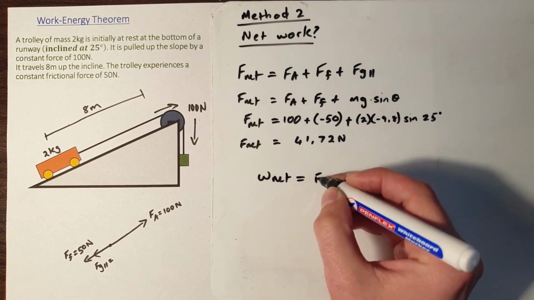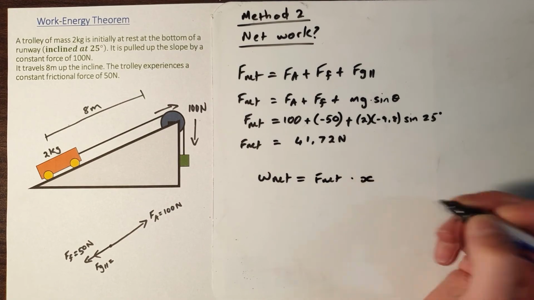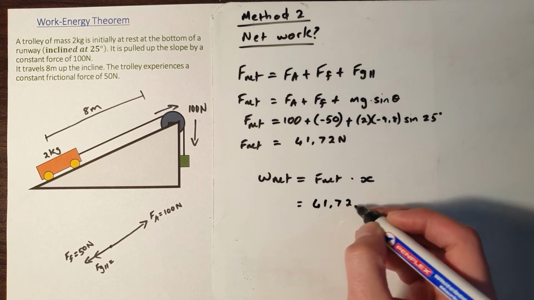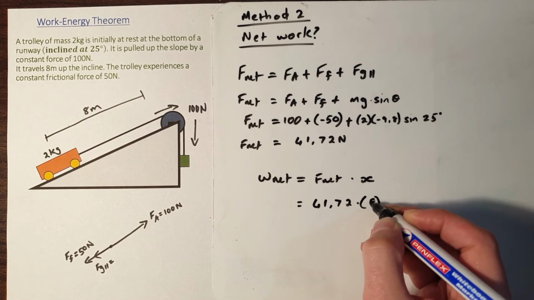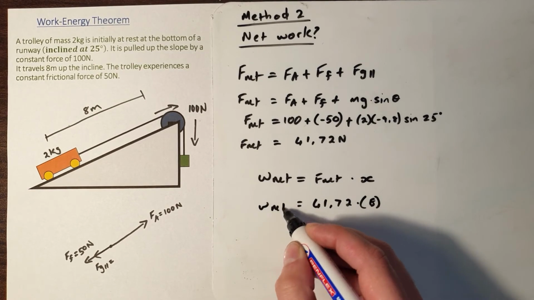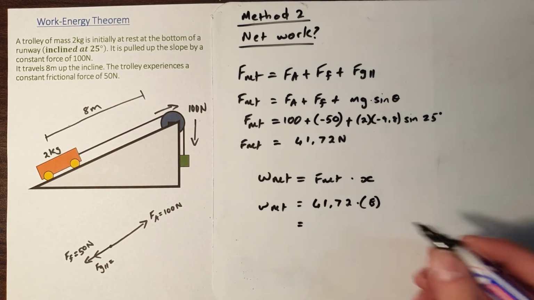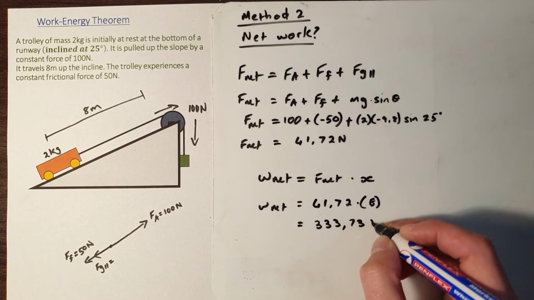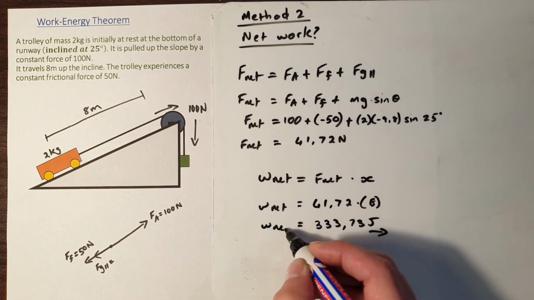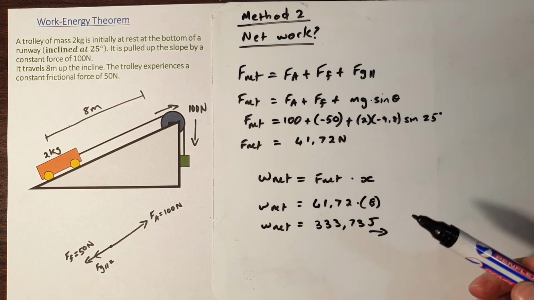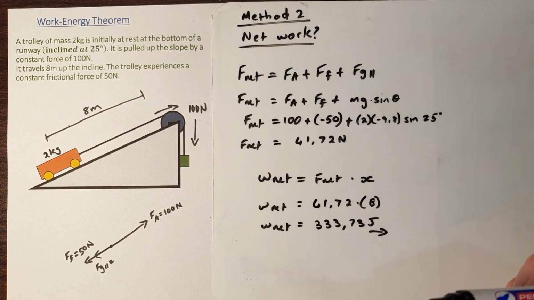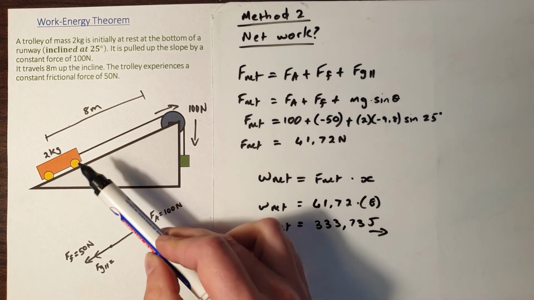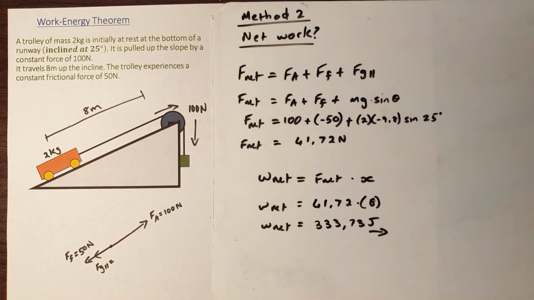Once we know how many newtons are being applied to this object in total, we can then use net work is equal to our net force times the displacement of the object. And so our net force is 41.72 times 8, and 41.72 times 8 will give us an answer of 333.73 joules. I personally prefer this method. I feel that doing each individual work equation is just a little bit more tedious than just finding out what the net force is acting on the object and substituting that into the equation.